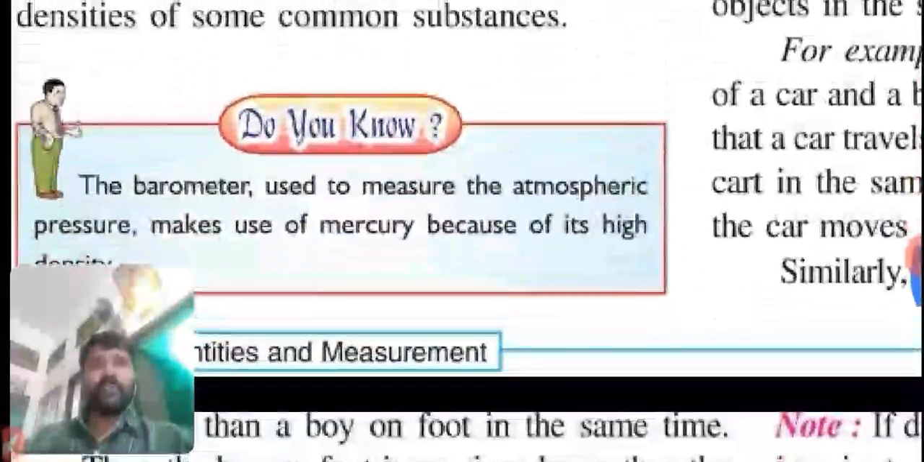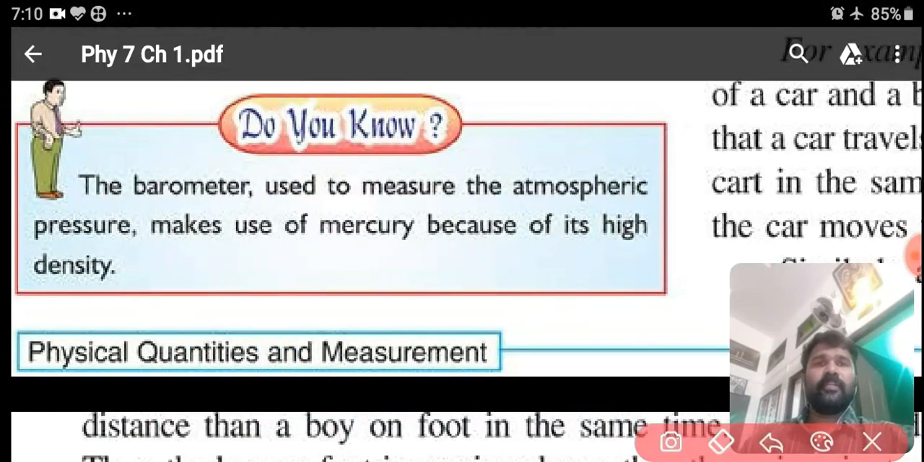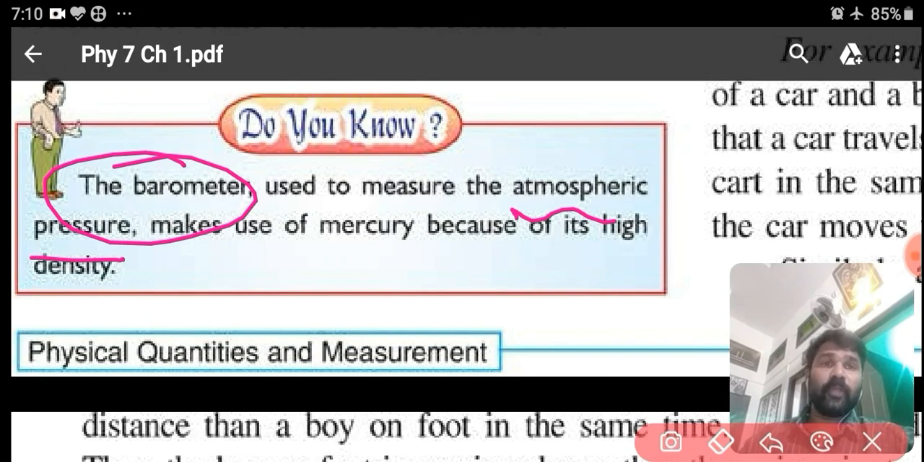Another fact is the barometer. The barometer is used to measure the atmospheric pressure. The barometer makes use of mercury, which is a liquid metal, because of its high density.